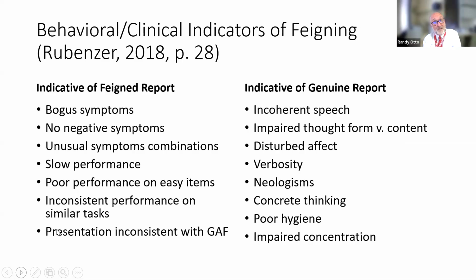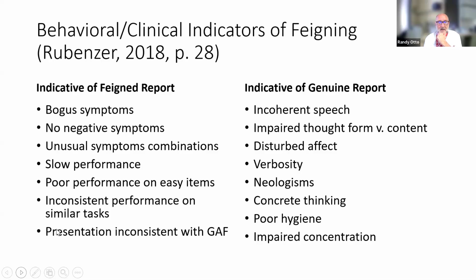So Rubenzer's book is pretty comprehensive in laying out this issue of what he calls negative response bias. I would say symptom exaggeration and fabrication specifically in the competence context. And he offers a comparison of what is indicative of a feigned report, exaggerated or fabricated, and what is indicative of a genuine report. So bogus symptoms, or symptoms that just aren't observed among people with mental disorder, maybe highly uncommon symptoms as well. No negative symptoms with a preponderance of positive symptoms, right? So the stuff that's not so obvious.